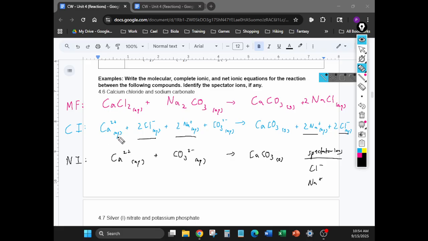Let's start with Ca. If you look at Ca, you see how it's aqueous here but solid here. So that does something, so it's not a spectator. But Cl is aqueous here and aqueous here. That's how you can identify it. Yeah, great question.